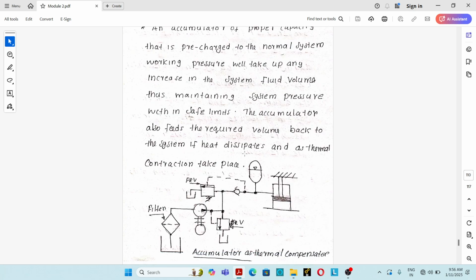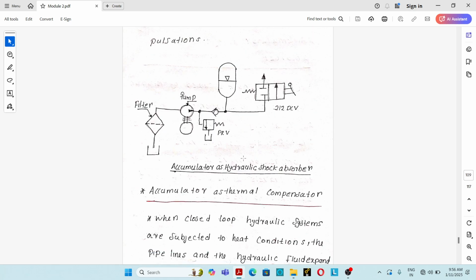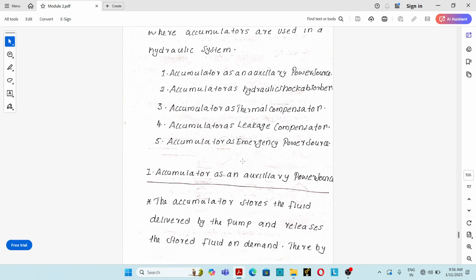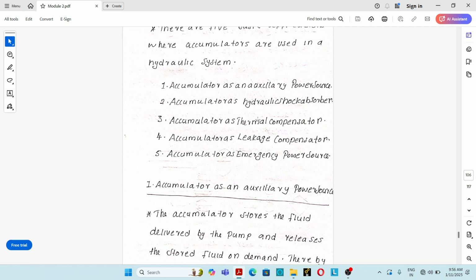This is a very important topic. Usually it will be asked in the examination. What are the main functions of the accumulator in a hydraulic circuit? Accumulator acts as an auxiliary power source. Accumulator acts as a hydraulic shock absorber. Accumulator acts as a thermal expansion compensator. Accumulator acts as a leakage compensator. Accumulator acts as an emergency power source.